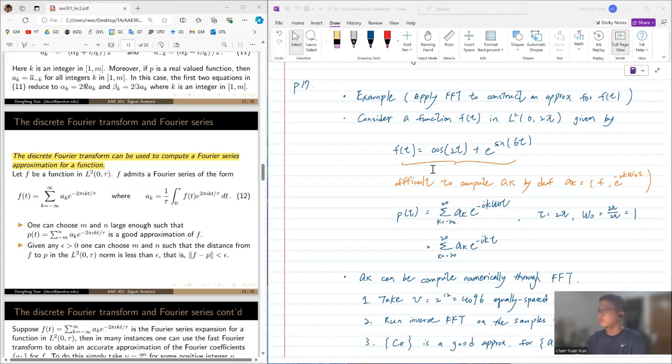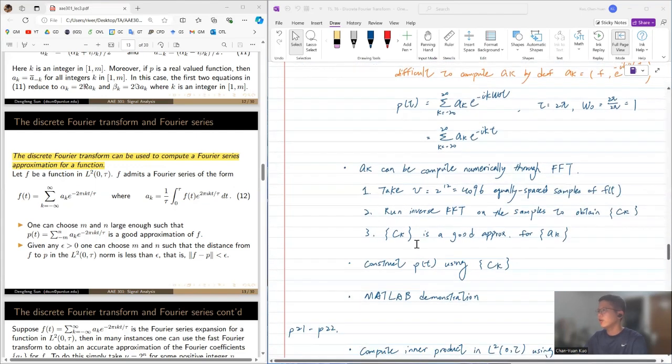But with this function, it is very difficult to compute ak by the definition, which is the inner product of f and e to the negative i k omega t. So instead of computing ak by following the definition, we are going to compute ak numerically through FFT. Here are three steps we can follow to compute the coefficients. First, we take nu equals 4096 equally spaced samples of the function f of t.